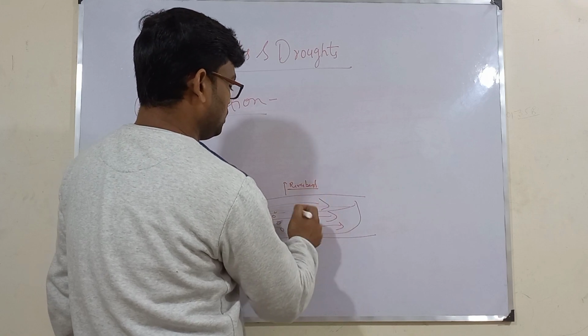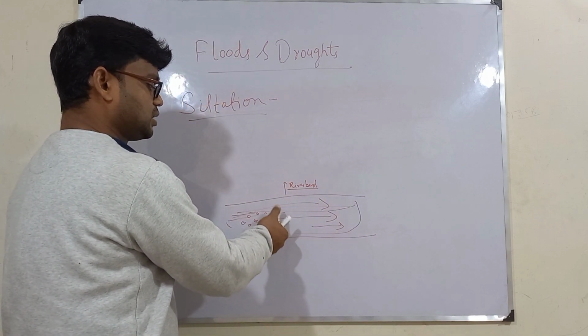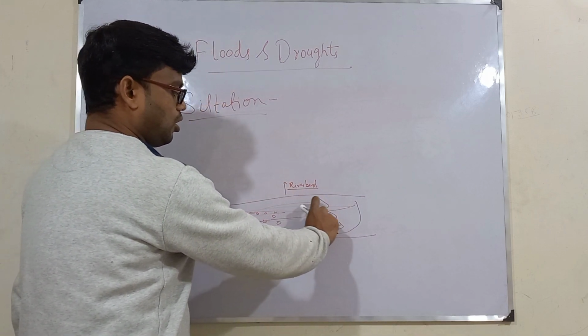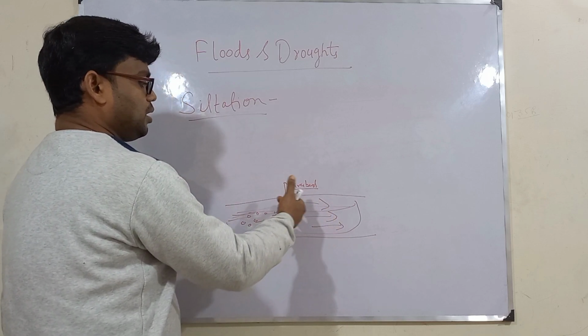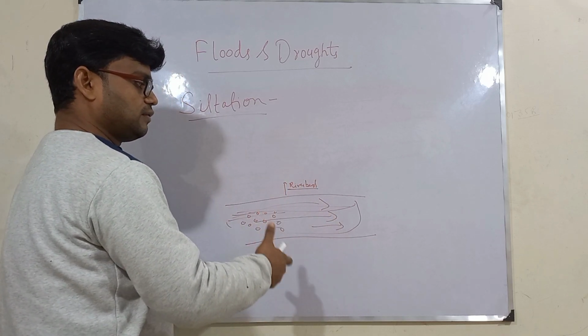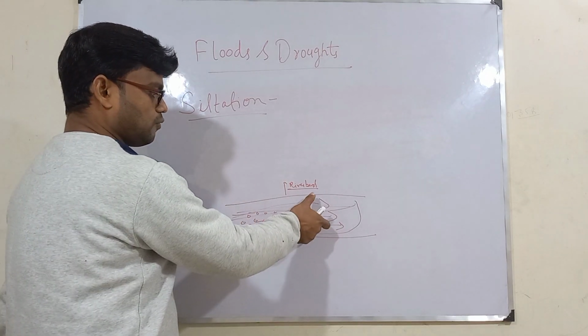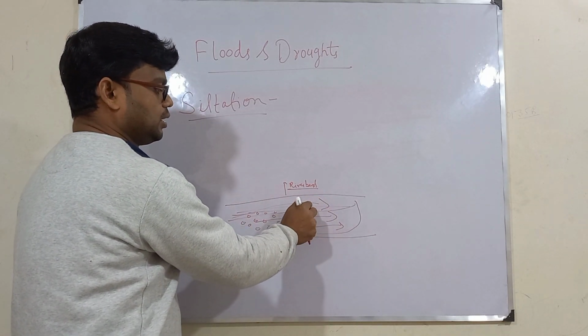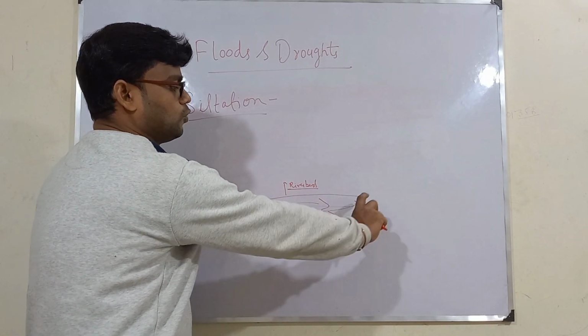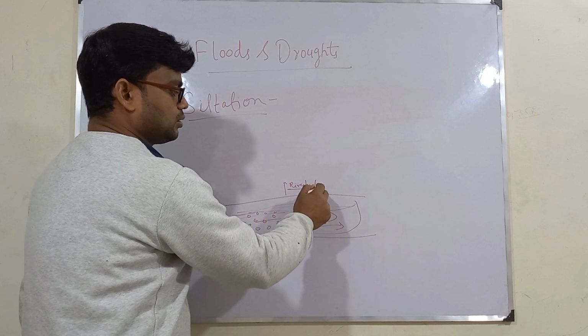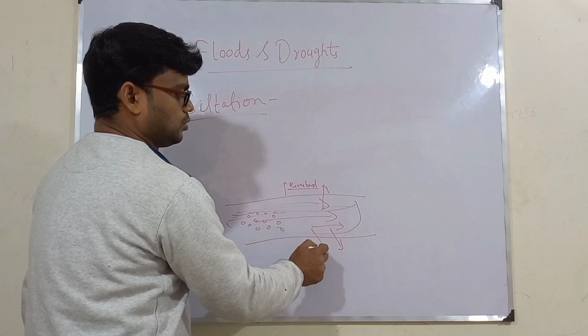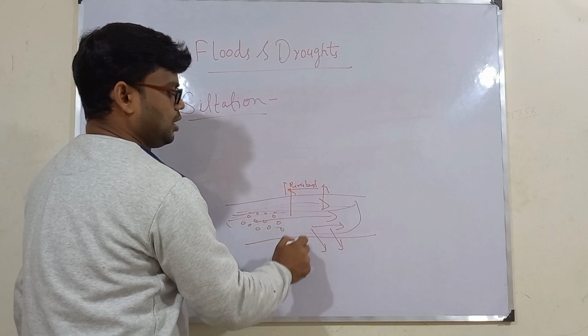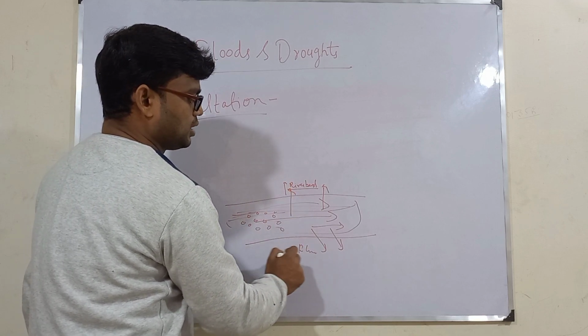Now, due to deposition of these silts or boulders on the river bed, the amount of water flowing through the river remains the same, but the water gets less space to flow. Then this water tries to run out of its main channel along the floodplains, causing floods.